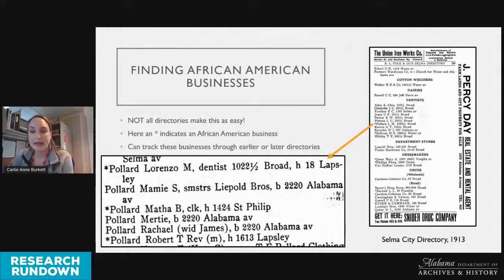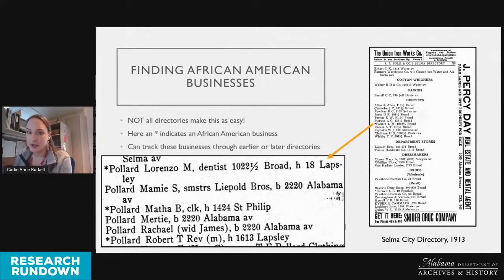So if you look at this page, you can see here the businesses that are listed in alphabetical order. It's got cotton wares, dairies, dentists, department stores, dressmakers. You can see there that there are 2 African American dentists, 2 African American dressmakers, and 1 drug retail store that is African American owned.